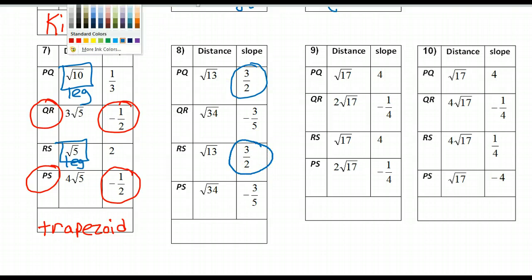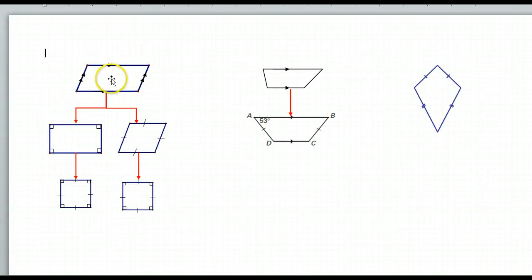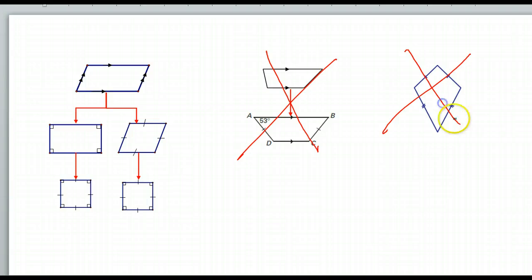Maybe it's a parallelogram. Let's look at the other pair of opposite sides. This and this. Hey, look at that. Those are parallel too. We have both pairs of opposite sides parallel. That means this is a parallelogram. That means one of these is going to be the answer. Alright, so it's not a trapezoid, it's not a kite. So if you put any of those, you messed up early.